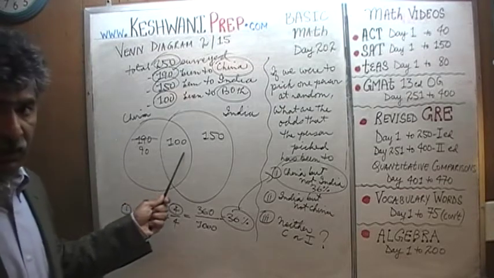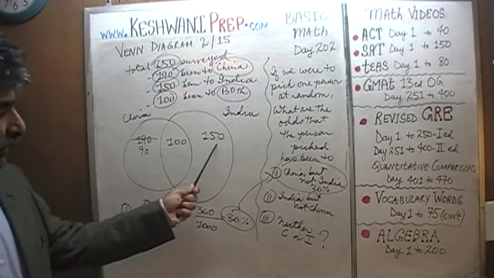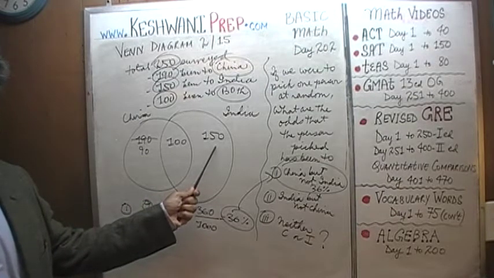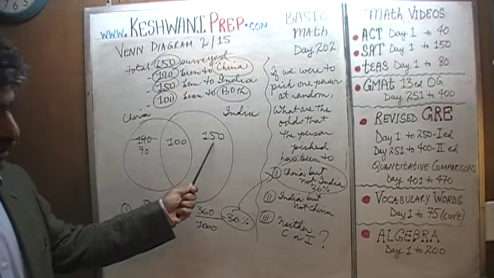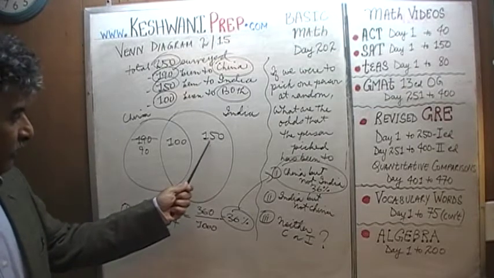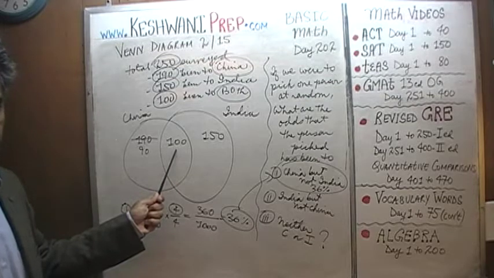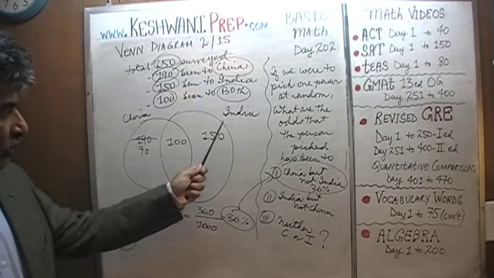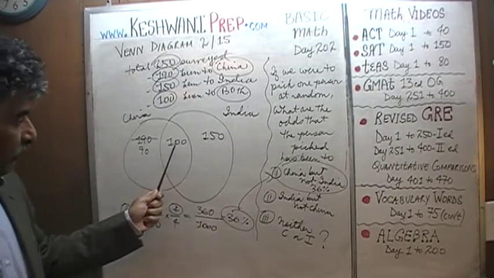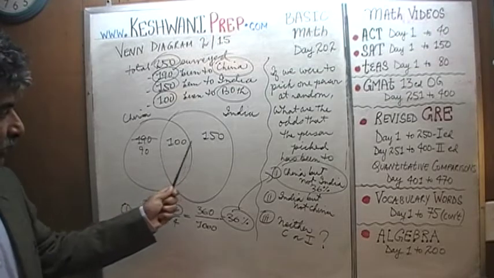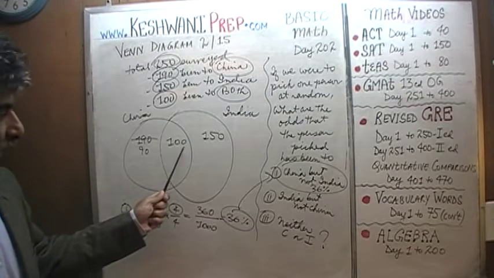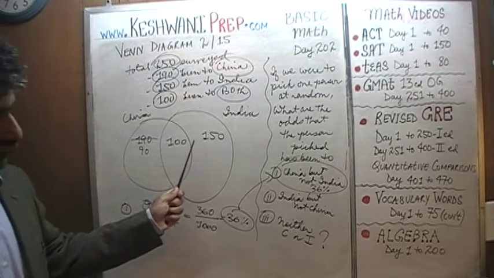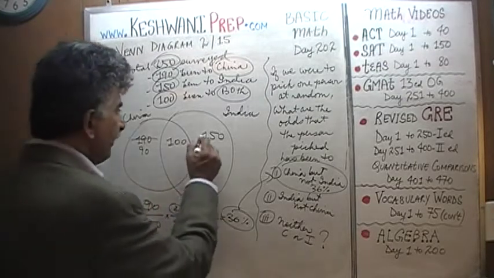Again, as soon as we put 100 here in the common area, we have to go back and adjust this figure. I should have done this a long time ago because there is a chance otherwise you might forget. Out of these 100 people who have been to India, 100 people have also been to China. But we cannot double count them. We cannot count those 100 people here as the people who have been to China and here as the people who have been to India. We are double counting them. We have to go back and adjust this figure.